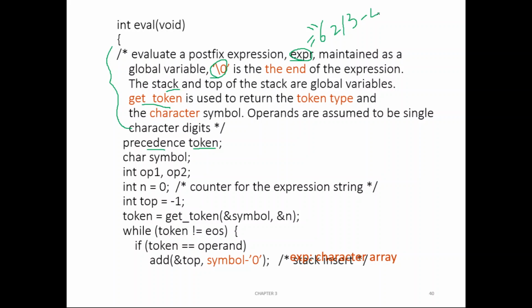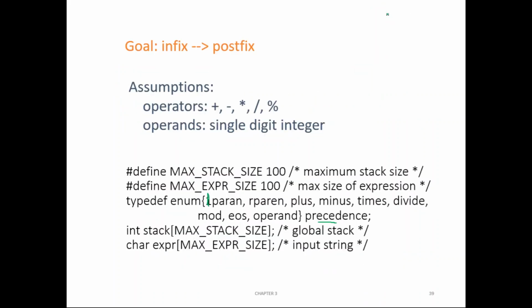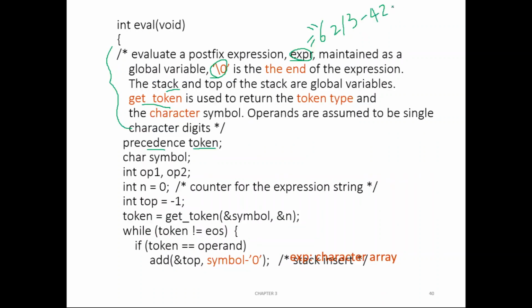62 slash 3, minus, 42, star plus, star, and it ends with a \0. \0 is read as one character, it's not two characters. Including backslash, it is just read as one character. This is backslash, this is 0. This is the string which we are going to evaluate, and this string is stored in the particular character array expr.